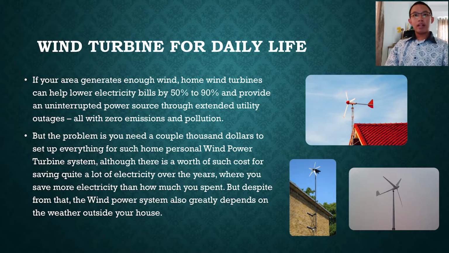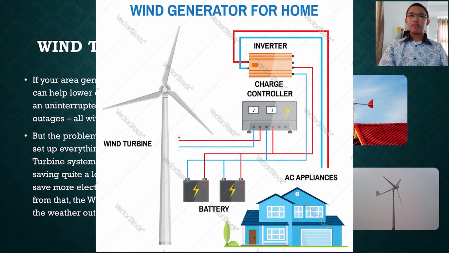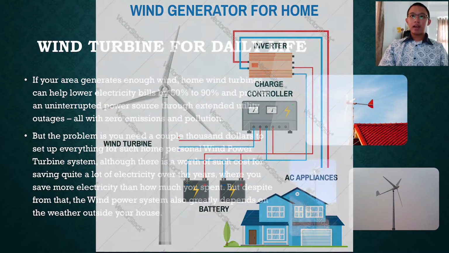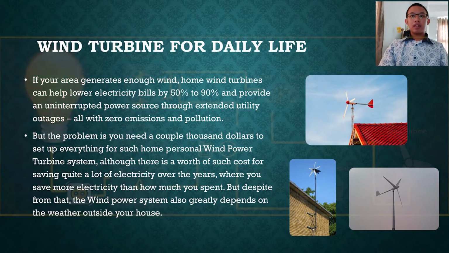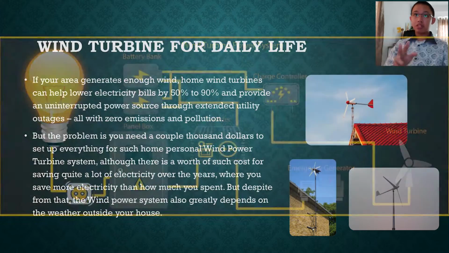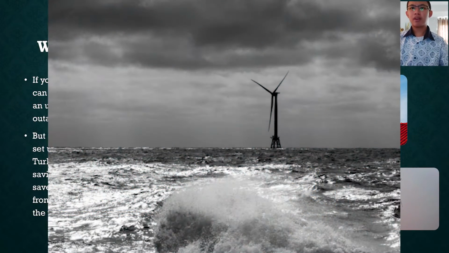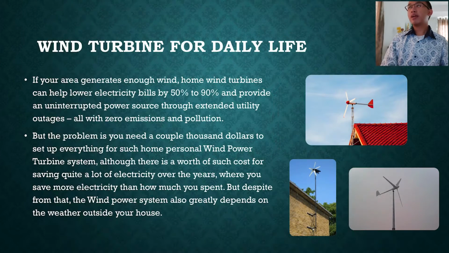Wind turbines for daily life. If your area generates enough wind, home wind turbines can help lower electricity bills by 50 to 90% and provide an uninterrupted power source throughout extended utility outages, all with zero emissions and pollution. But despite that, a wind power system also greatly depends on the weather outside your house. So when the weather is very windy or too windy, your house may not be suitable for a wind power system, because too much wind is also not good for the system.